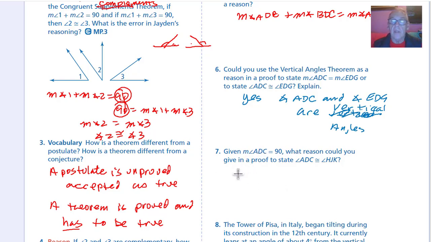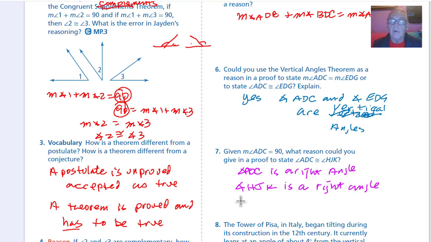Since this ADC is a right angle, and also HJK is a right angle because it's marked as 1, we could say that ADC is congruent to HJK because right angles are congruent.